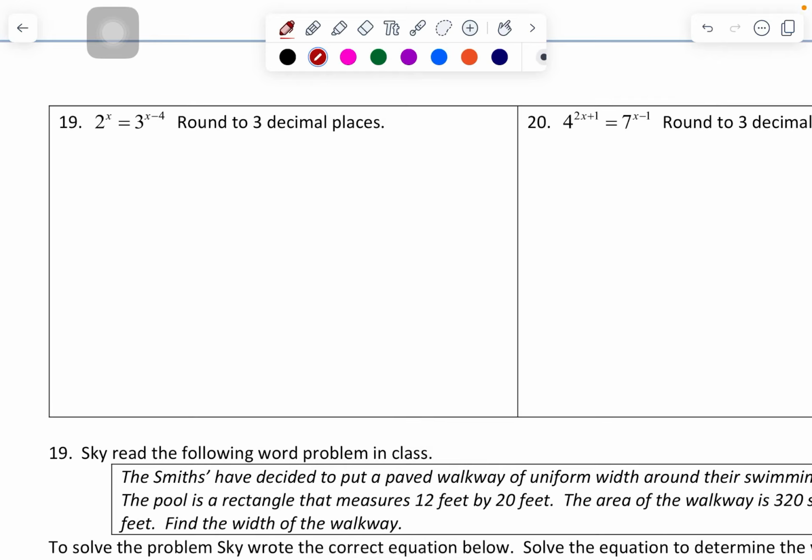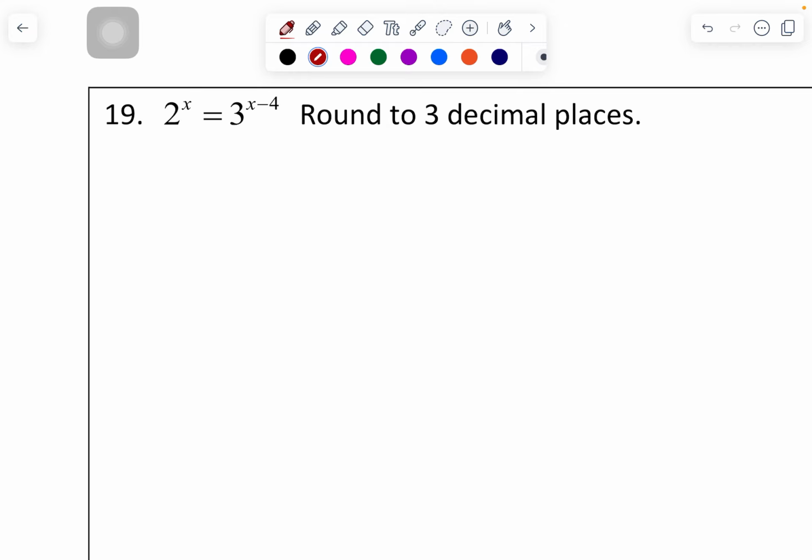All right, this is the second part of Standard 5, picking up with question number 19. And so problem number 19, you've got 2 to the x is equal to 3 to the x minus 4. You cannot turn a 2 into a base 3. You cannot turn a 3 into a base 2. So what you can do is take the log of both sides.